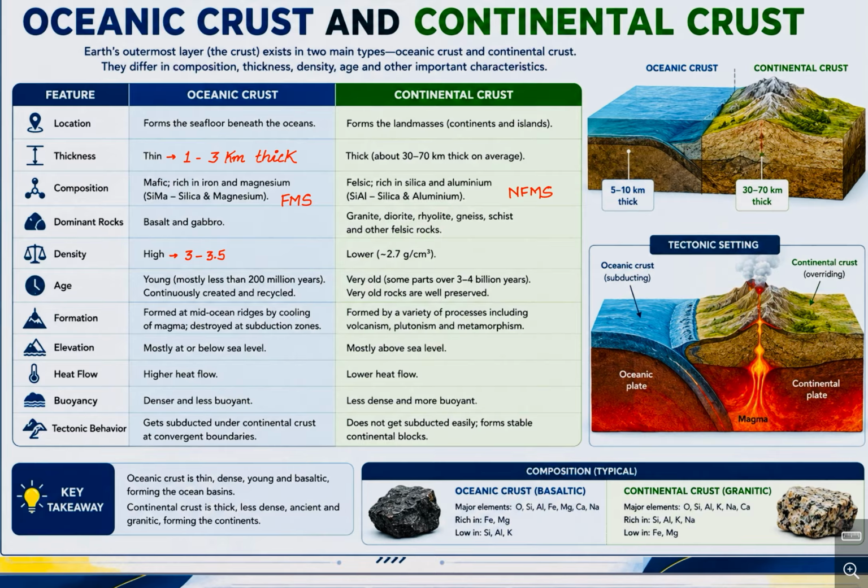Talking about the thickness, the oceanic crust is very thin in comparison to the continental crust. Oceanic crust is around 1 to 3 kilometers thick, whereas the continental crust is about 30 to 70 kilometers thick. And in some parts of landmasses, it can extend up to 80 kilometers thickness also.